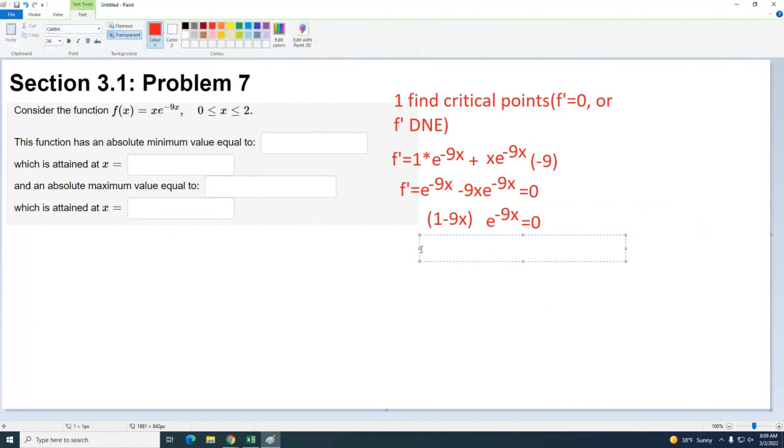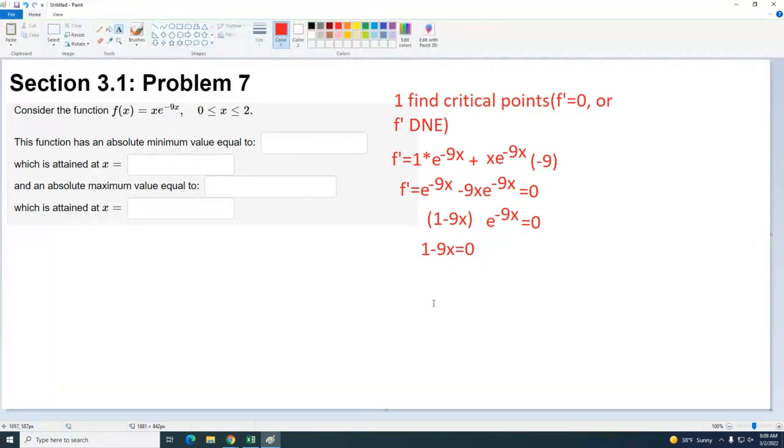Now this equation becomes two forms, and one is 1 minus 9x equal to 0. When two numbers multiply to equal 0, one of the factors has to be 0. So e to the negative 9x is one factor, and 1 minus 9x is another factor. A times b equal to 0 means either a equals 0 or b equals 0. That's why, if you see factors multiplying to equal 0, you can look at each factor and solve the smaller equation, setting each factor equal to 0.